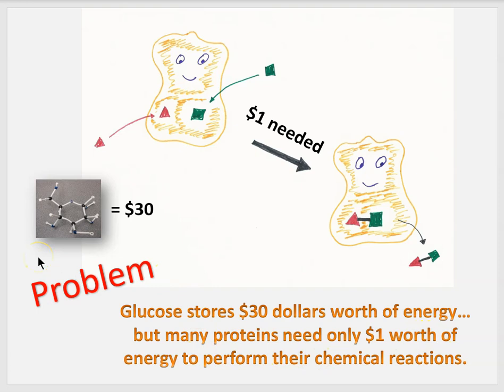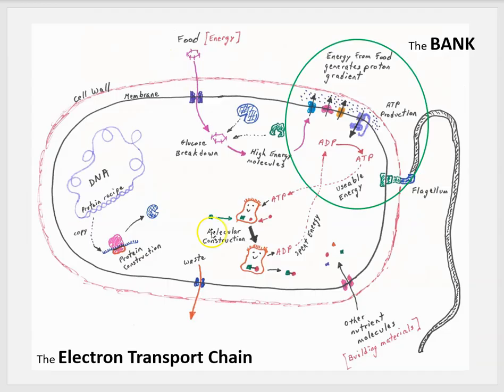So glucose stores $30 worth of energy, but many proteins need only $1 worth of energy to perform their chemical reactions. So the solution to this problem is going to involve, in a sense, the cell transforming or converting the glucose molecule with lots of energy into another kind of molecule that has more usable quantities of energy. And we're going to call this system the bank. It has a technical name, the electron transport chain, but we're going to think of it as the bank of the cell. And what the cell is going to do is make an energy conversion.